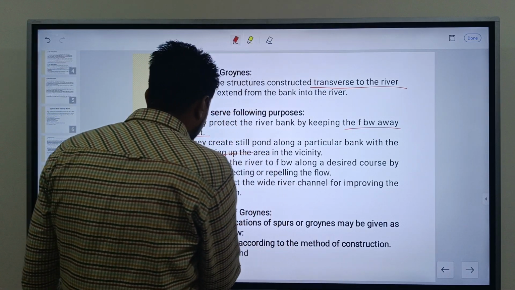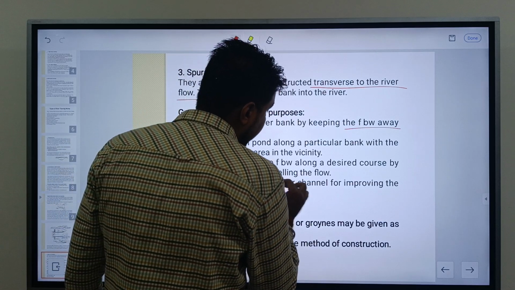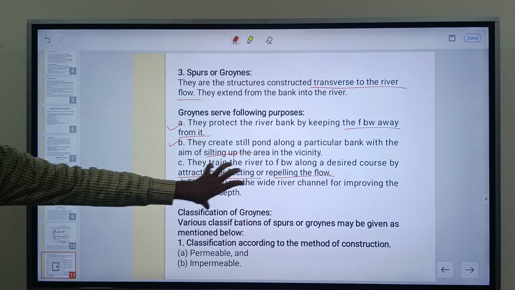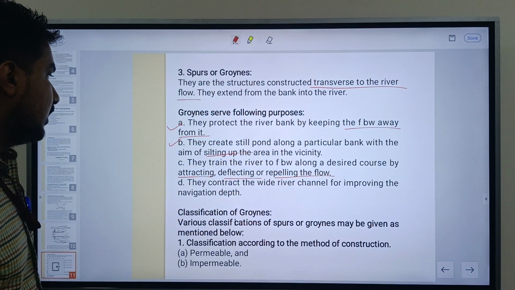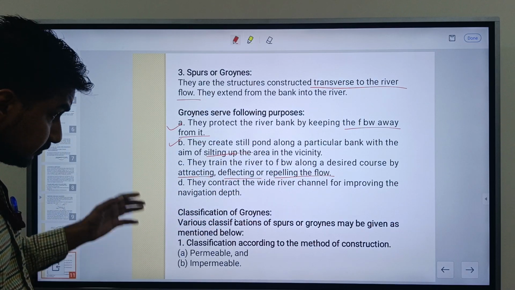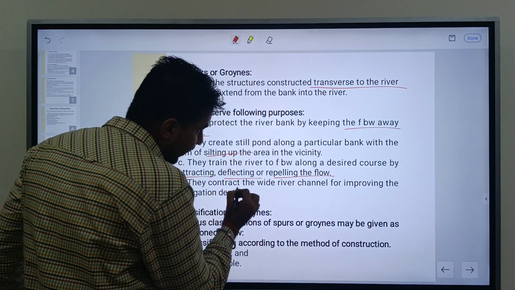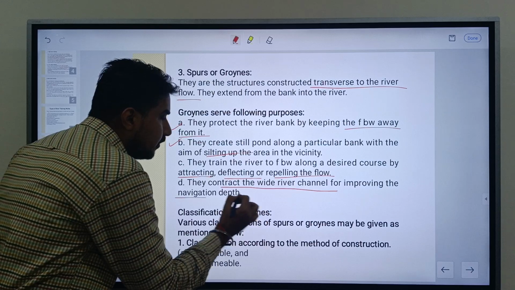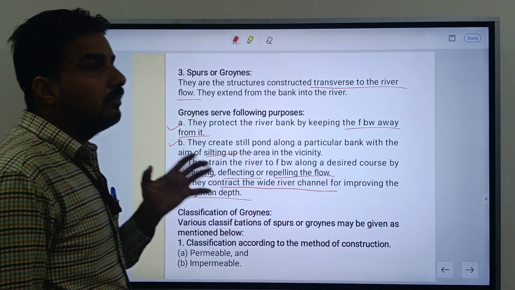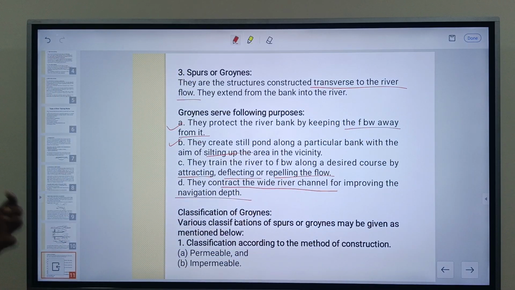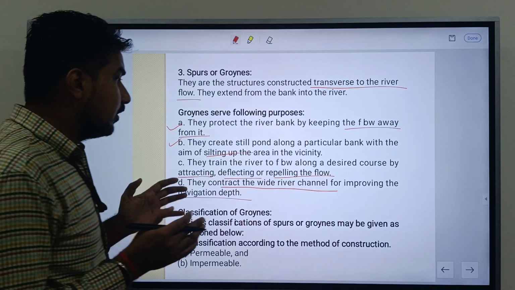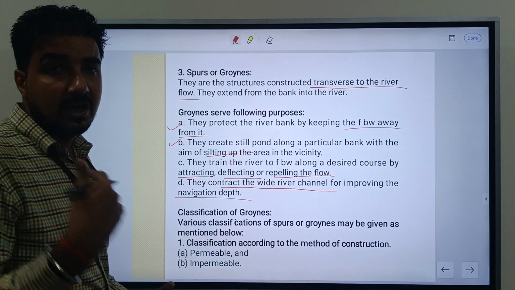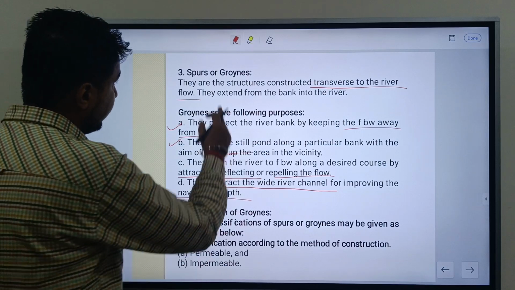Meaning they can attract the flow, they can deflect the flow, they can repel the flow. They fulfill the purpose of a particular type of flow condition. They also contract the width of the river. Another main thing is that they contract the width of the river channel to improve the navigation depth. If we provide a huge width, then it will create a problem. If we contract the river width, then it will be very helpful for the navigation depth also.